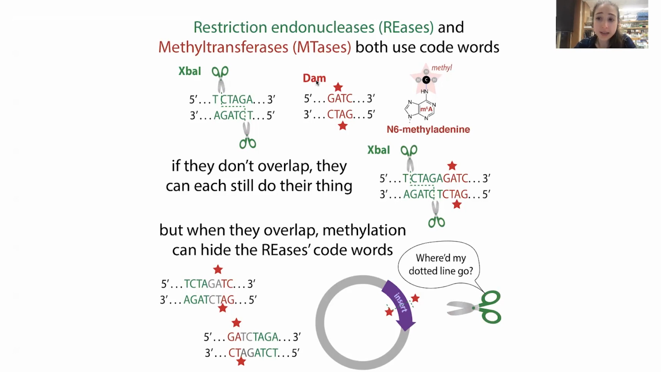So some of the methylases that they use are more specific and some of them are more generic. And this DAM one is one of the more generic ones. What this one does is it recognizes this A in the GATC sequence, and it's going to methylate it. If it methylates it and it's not overlapping with a cut site that we want to use, we don't need to worry about this. But when they overlap, the methylation can hide the restriction enzymes' code words.